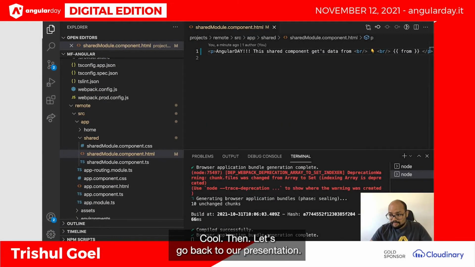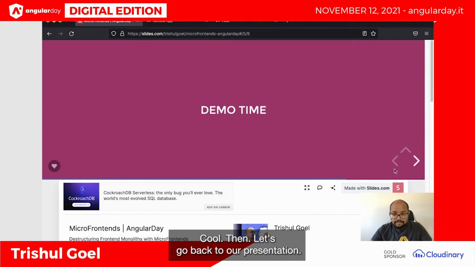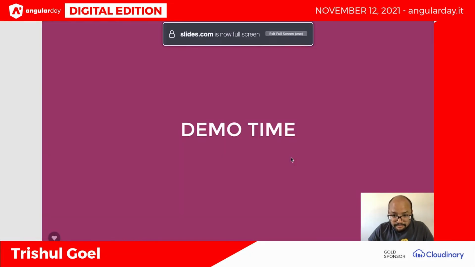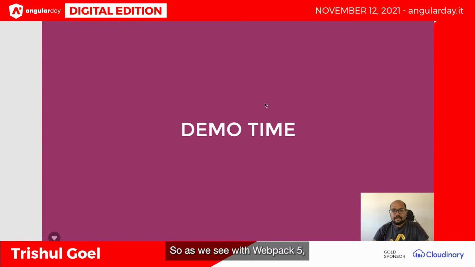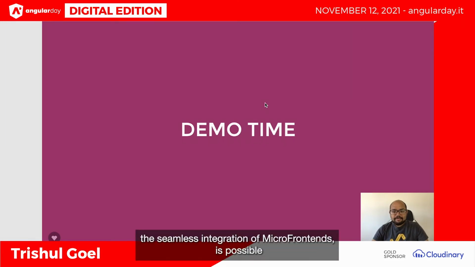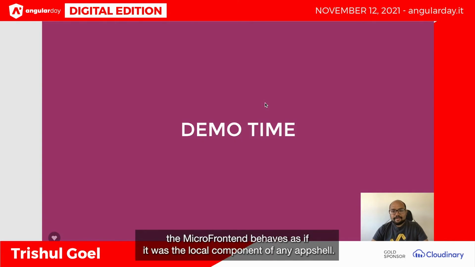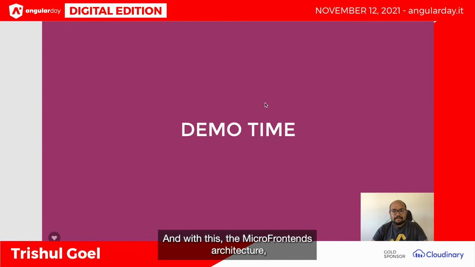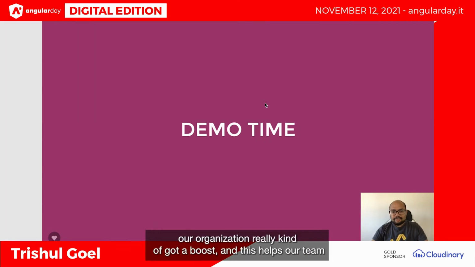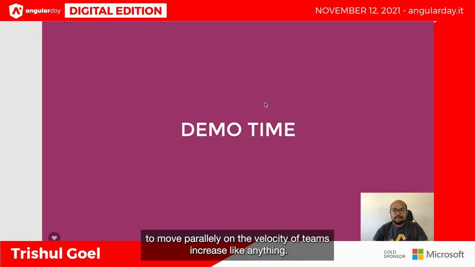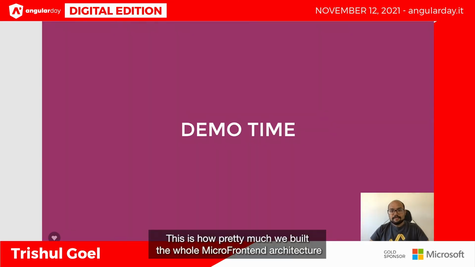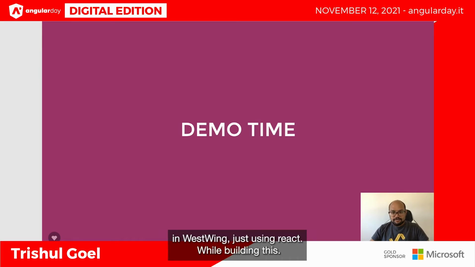Cool. Then let's go back to our presentation. As we see, with Webpack 5, the seamless integration of Microfrontend is possible. The Microfrontend behaves as if it was a local component of any Appshell. And with this, the Microfrontend architecture at our organization really got a boost. This helps our team to move parallelly, and the velocity of teams increases like anything. This is how we built the whole Microfrontend architecture at Westwing, just using React.